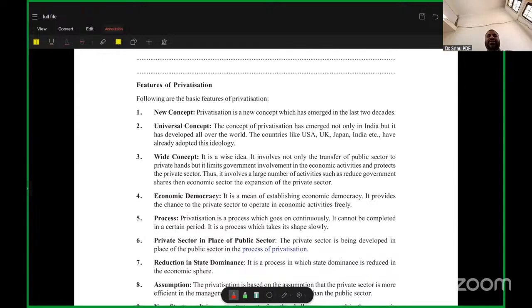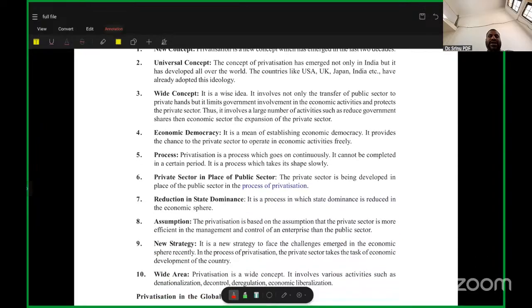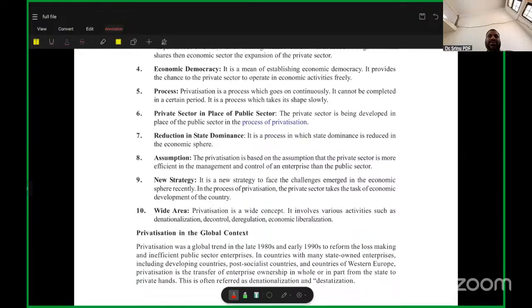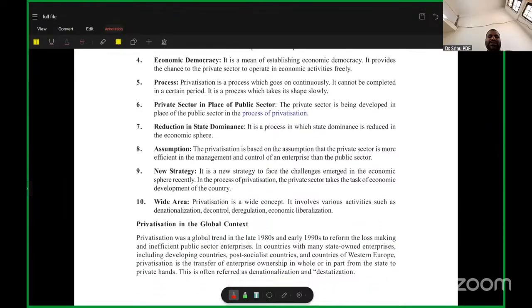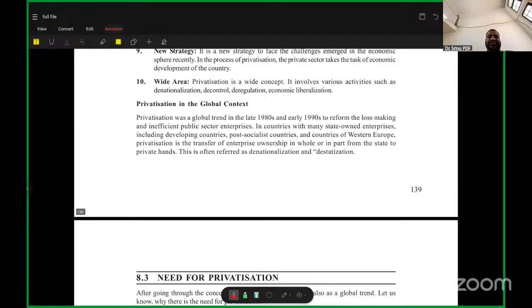And the features of privatization. First of all, it is a new concept which has emerged in the last 2 decades. It is a universal, wide concept: economic democracy, the private sector in place of the public sector, reduction of state dominance, a new strategy. These are the features.